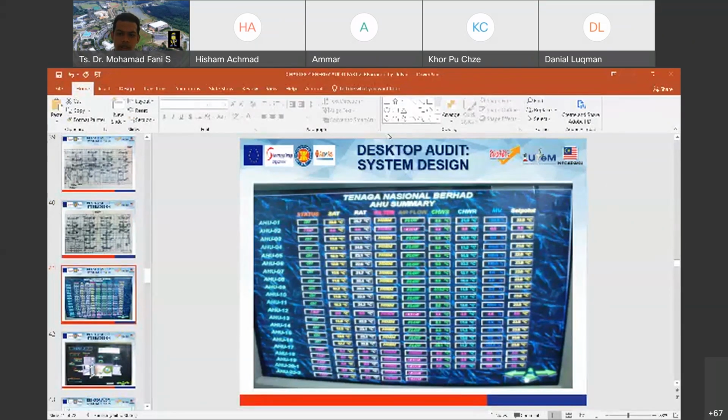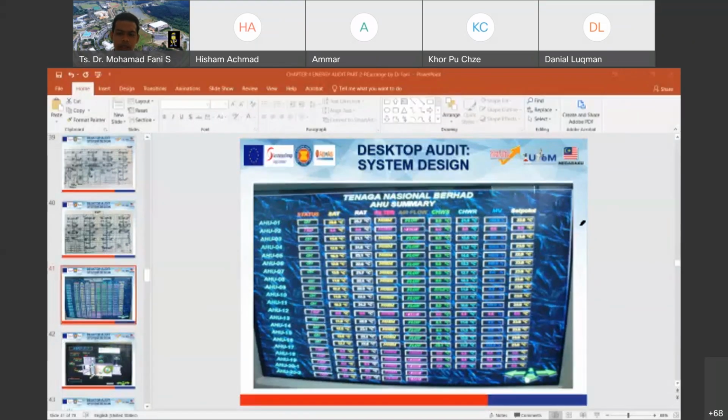All right, this is another example from the building management system, or BMS, showing how they set the AHU. For example, AHU number 1, the status is on. Set point, supply temperature, return temperature. This one is the set point. So flow, chill water supply, chill water return, and all the parameters that need to be monitored by this BMS.